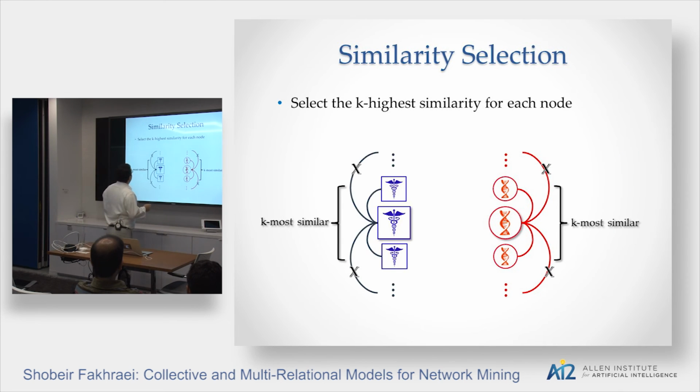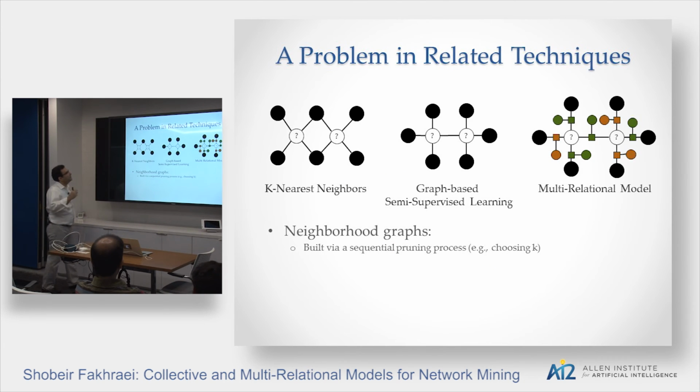So what we did for the previous applications was use the k most similar items to an item. For example, for this drug, we only took the top k similarities and discarded the rest. This is a problem that comes up in many related techniques. For example, in k-nearest neighbors, we choose k and then run our model. For graph-based semi-supervised learning, we learn the neighborhood graph based on different methods, and the best one is using k and then running the semi-supervised learning. And this is the same problem with our model as well. So we have to choose the number of neighbors.